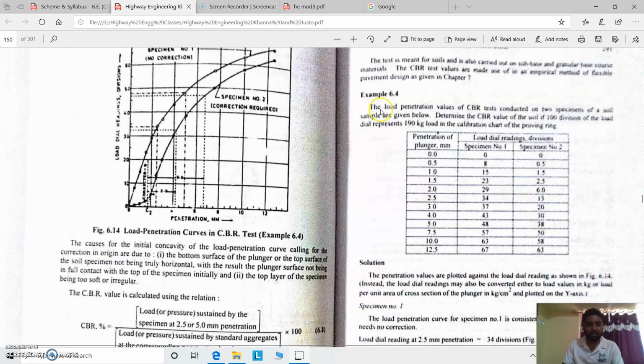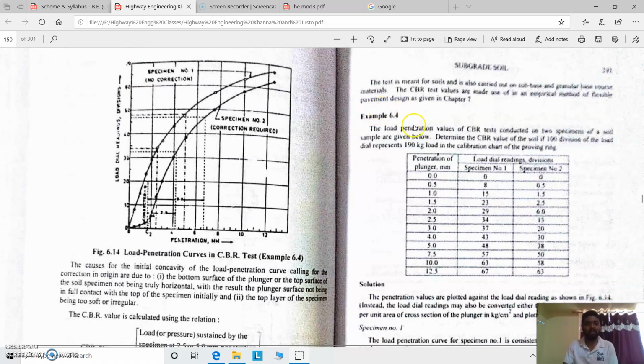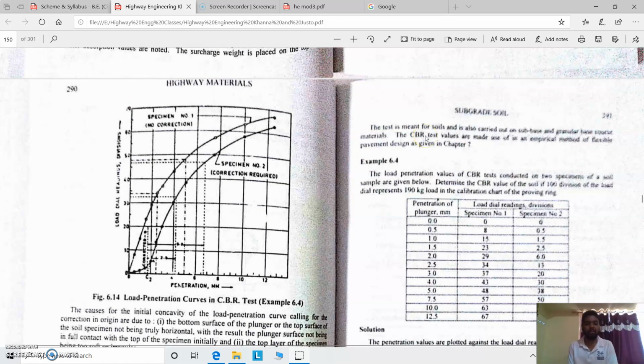Now, in this topic in your syllabus, you may get questions in your exams like: write the steps involved in the California bearing ratio test, or else you may get problems on this content. Once you get problems on this content, you may have to use the graph sheet which is provided on the front of your answer sheet.